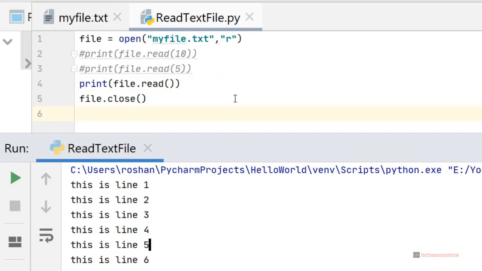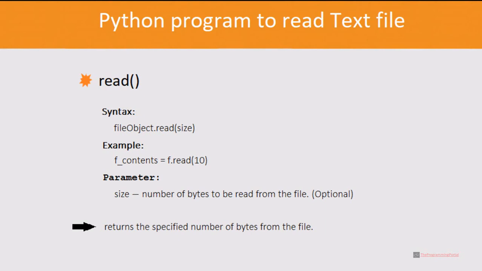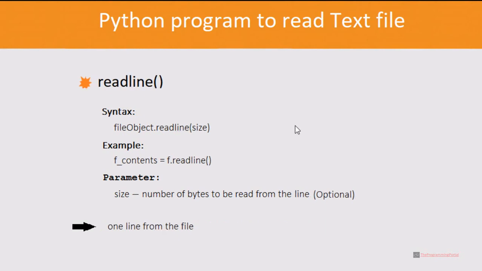So let us move to the next method. Next is the readLine method. The readLine method helps to read just one line at a time from the given file. So suppose you have big files and you have to read line by line, then we can use the readLine method. It also has a size parameter which specifies the number of bytes to be read from the line. So let's write code for it.